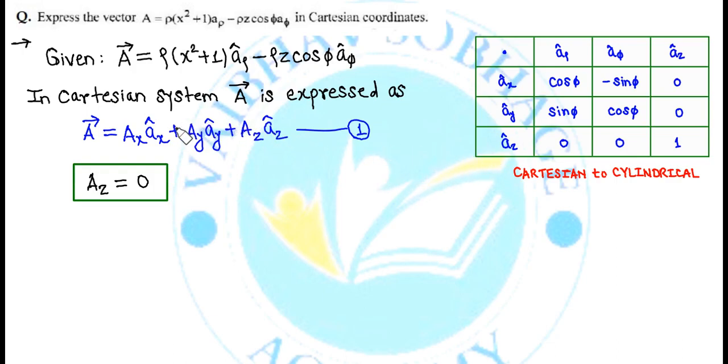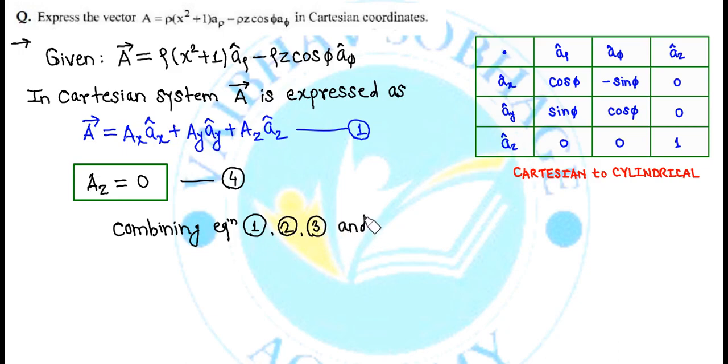For your given equation number 1, we have found AX, we have found AY, and we have also found AZ. So assign some equation number to this one. So this is, I guess, equation number 4. Okay, so what we are going to do is combine your equations 1, 2, 3, and 4.